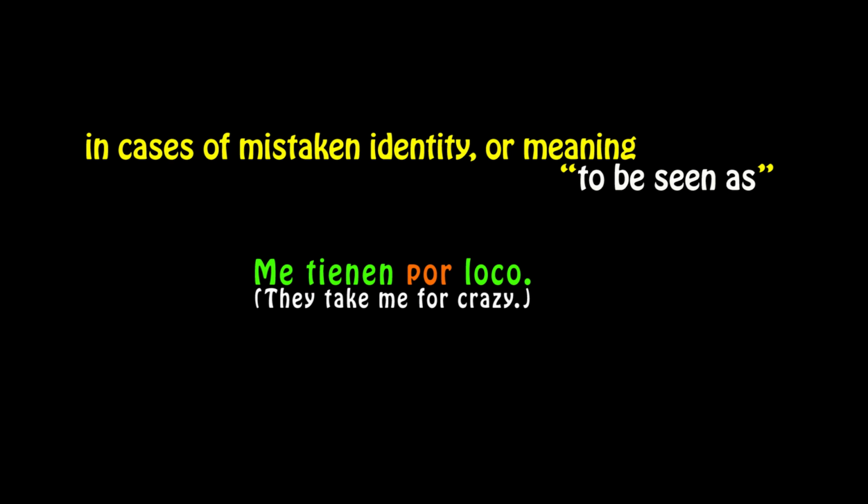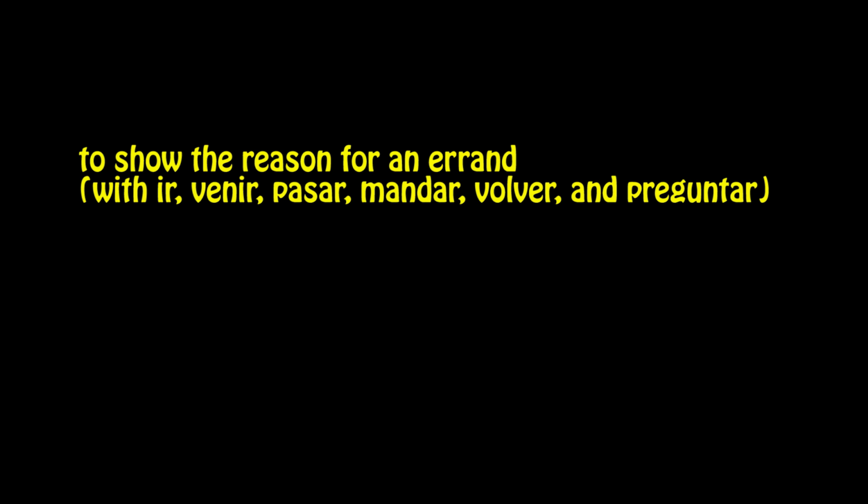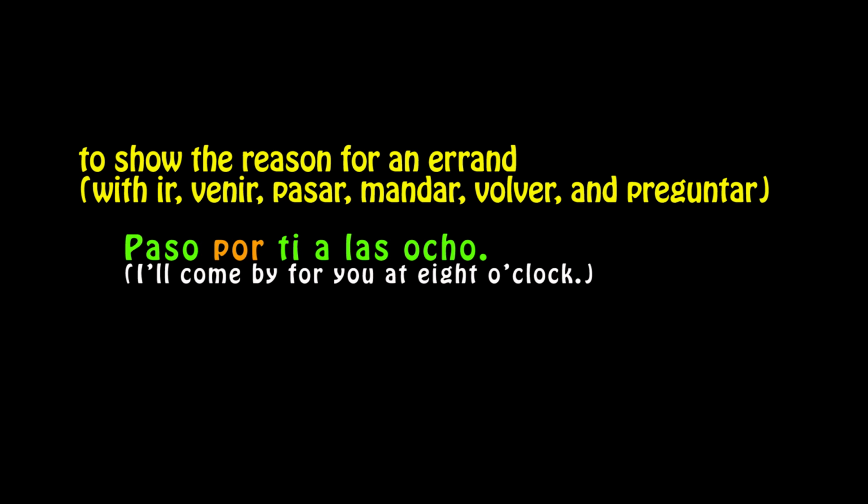In cases of mistaken identity or meaning to be seen as, we can also use por. Me tienen por loco. They take me for crazy. You can use por to show the reason for an errand when you use it with verbs like ir, venir, pasar, mandar, volver, and preguntar. Here's an example. Paso por ti a las 8. I'll come by for you at 8 o'clock.